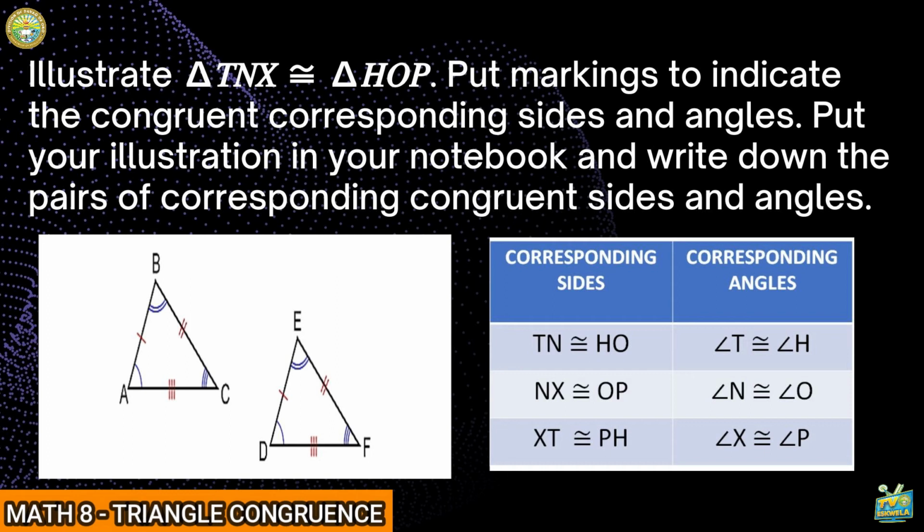Next, line segment NX is congruent to line segment OP. Line segment XT is congruent to line segment PH. The pairs of corresponding angles are namely, angle T is congruent to angle H. Angle N is congruent to angle O. Angle X is congruent to angle P.